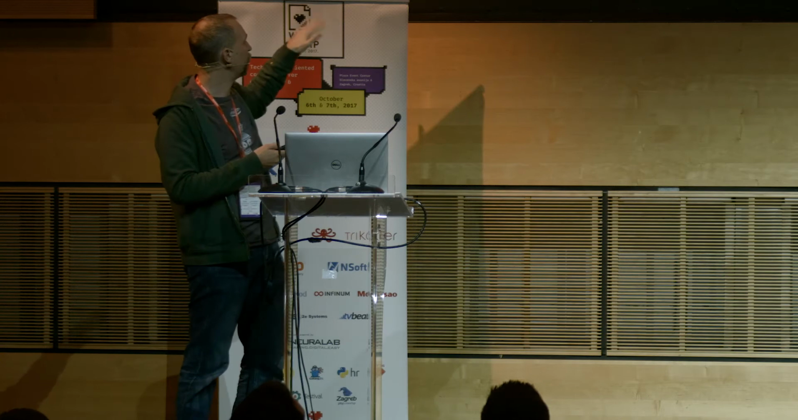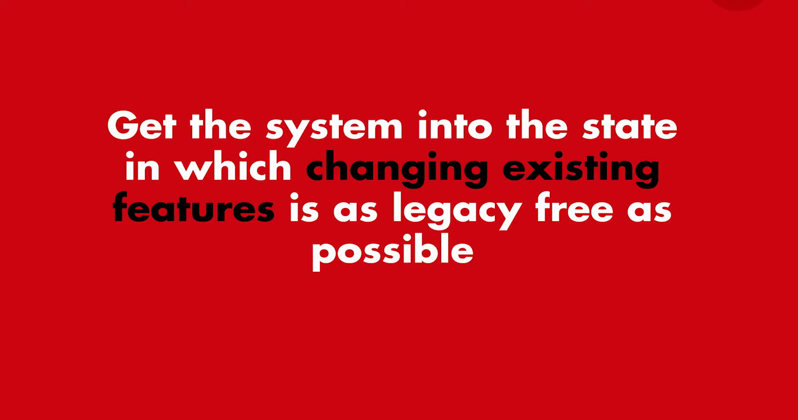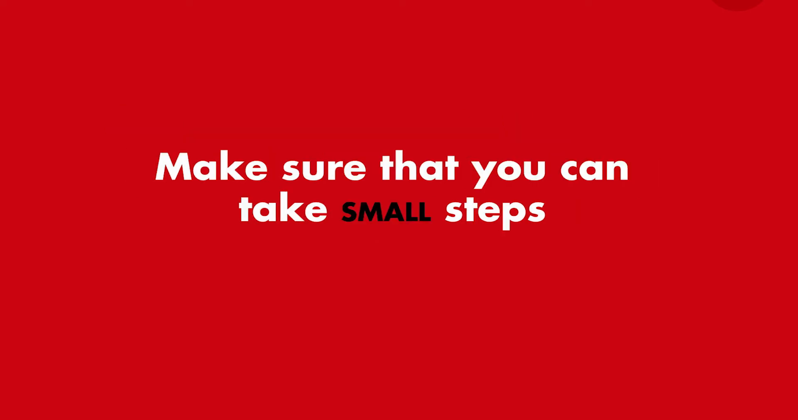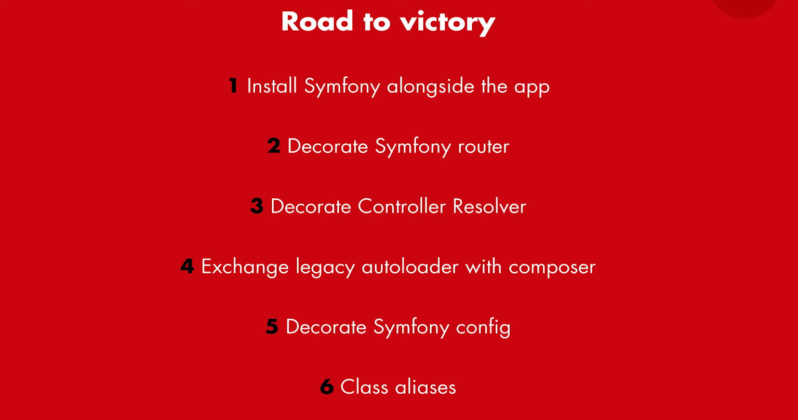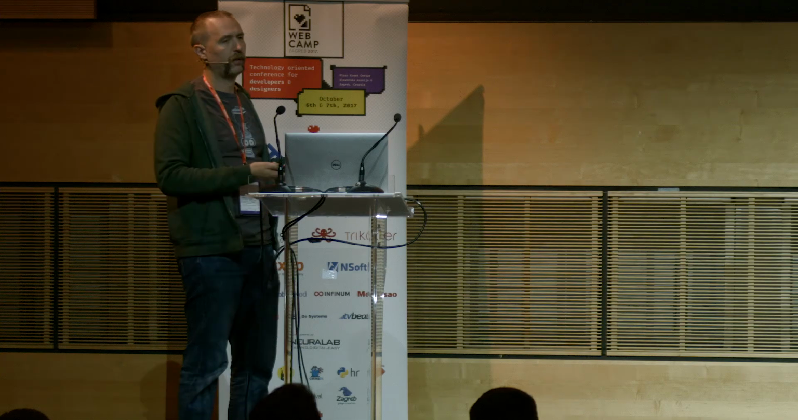So this is easy. It's a bit harder getting the system into a state where when you change existing stuff, you still don't introduce legacy. And first of all, you need to be able to take more steps. And here, this is harder. So one thing that we did, this worked for us. We installed Symfony alongside the app, and then fixed all the stuff that broke because of directory structure and so on. And then that was Symfony 3, and they introduced decorating the services in the container. And this was pretty much awesome, and so we decorated everything.